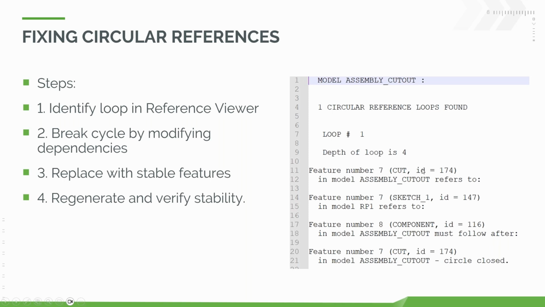the first feature that we see there is also the last feature. So it's like A is referring to B, which is referring to C, which is referring to A. Okay, and it depends on the depth. In this case, it says the depth of the loop is 4. But this could be much more complex than that. Also, in this particular case, there's only one circular reference found.